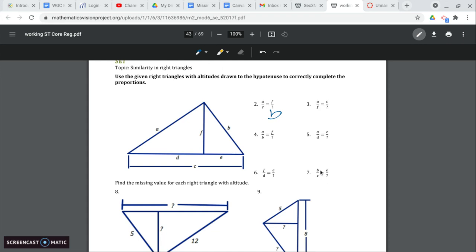Now for 7, we have B over C, so the short side, over the hypotenuse, equals E, also the short side, over, well, it's going to be B again because we want the hypotenuse.